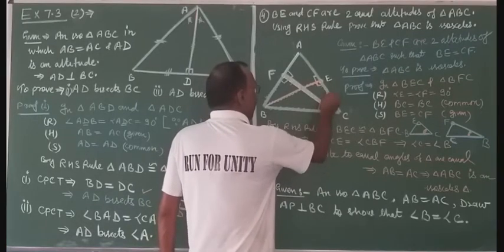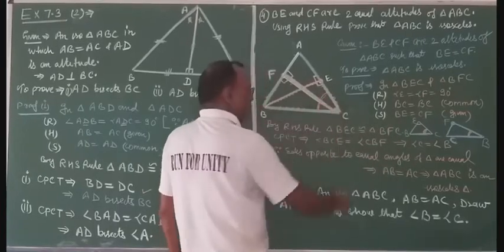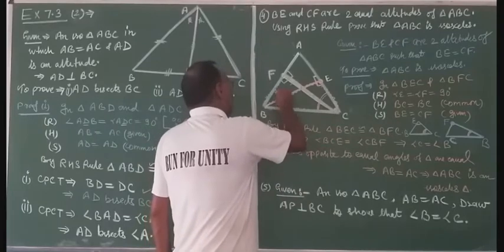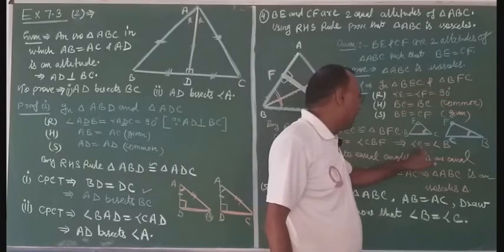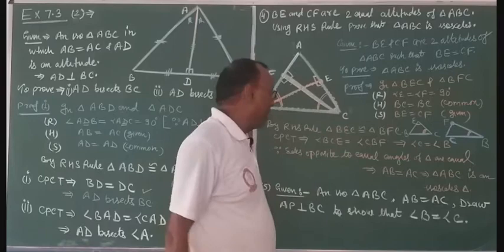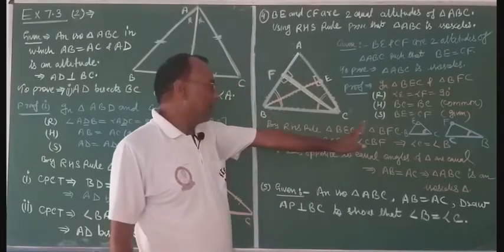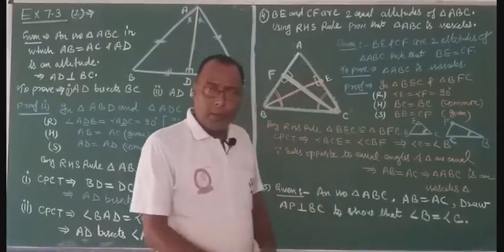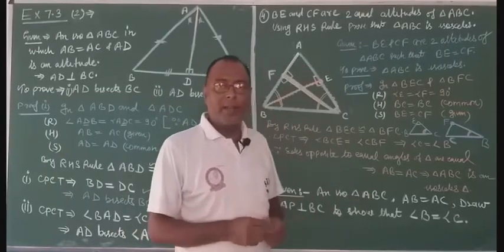BCE means this is the whole angle C of the triangle, and CBF is this angle, that is the whole angle B of triangle ABC. The angle C of triangle ABC is equal to the angle B of triangle ABC. That is, angle B is equal to angle C. There is a theorem or property: the sides opposite to equal angles of a triangle are equal.